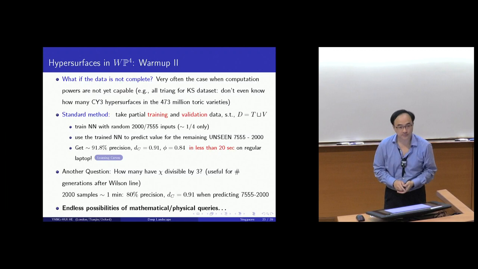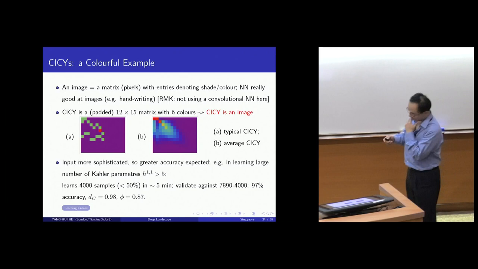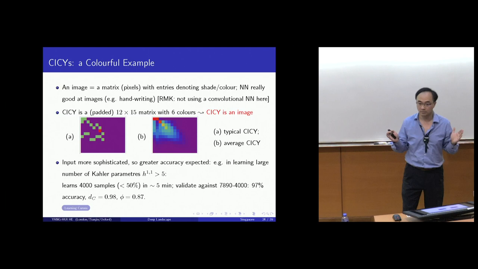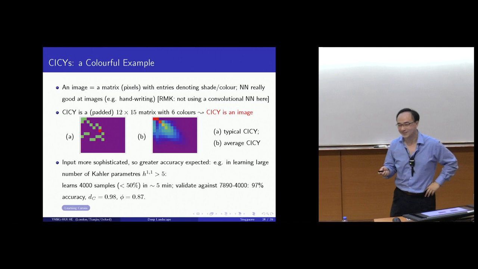So I'm going to do a little more experiment. This is just the warm-up experiment which you can do. So you can get more sophisticated now. So take CICYs. The input here is a 12 by 15 padded integer matrix with entries from 0 to 6. That's all this Calabi-Yau is. And then it occurred to me, wait a minute, this is just a six-colored pixelated image. That's kind of cool, right?